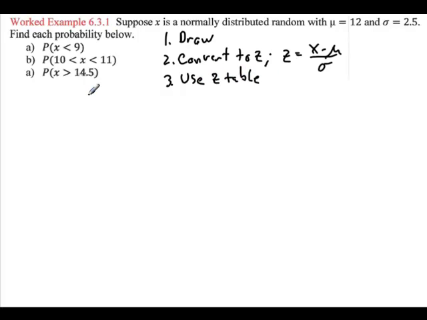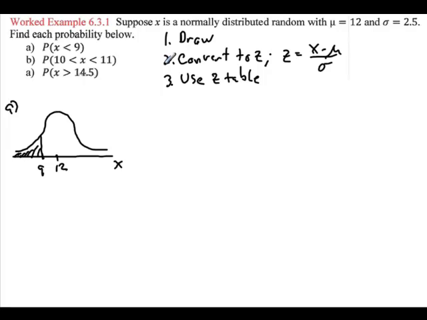So let's take a look at A, the probability that x is less than 9. We'll start by drawing this distribution. Remember, x is normally distributed and has a mean of 12. 9 is less than, so to the left of 12. We want all the probability of x being less than 9, so to the left of 9. Shade that tail, and our drawing is complete.